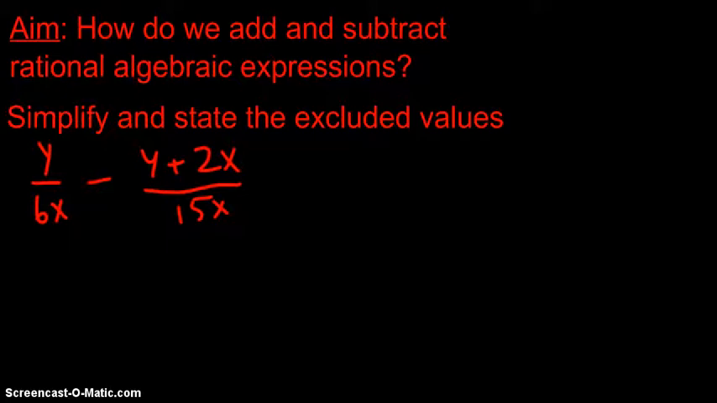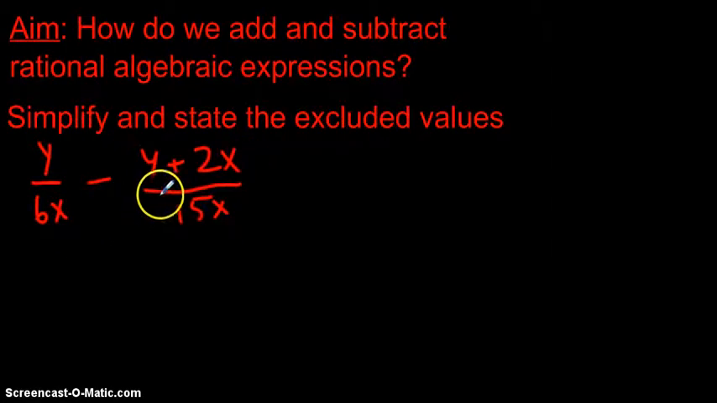Alright, so adding and subtracting rational expressions is actually more difficult than multiplying and dividing. That's why we put it second. So let's try a few examples. In order to subtract these fractions, we need a common denominator. So the LCD of 6x and 15x is 30x.